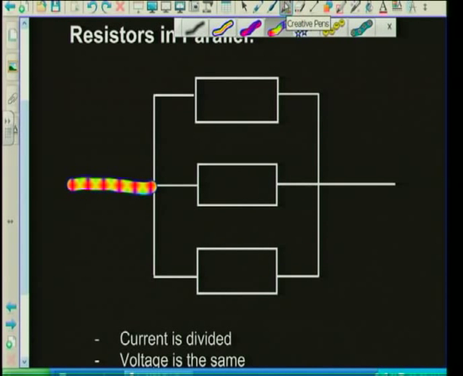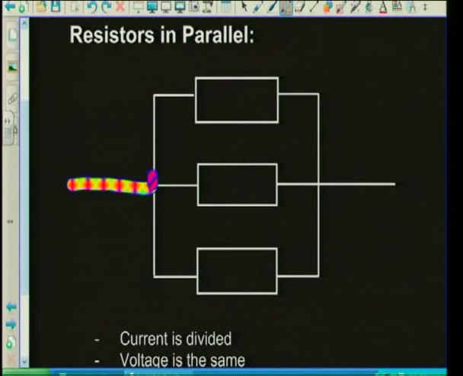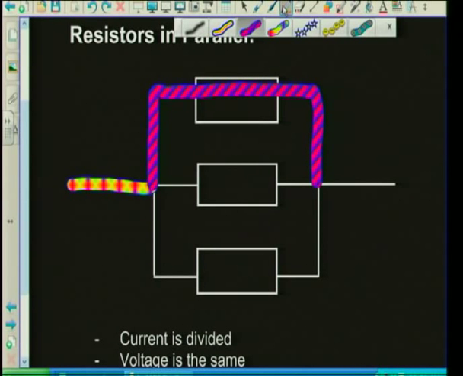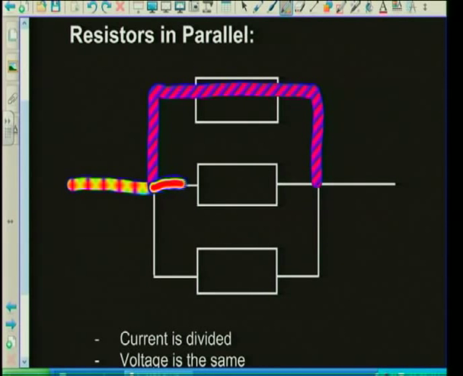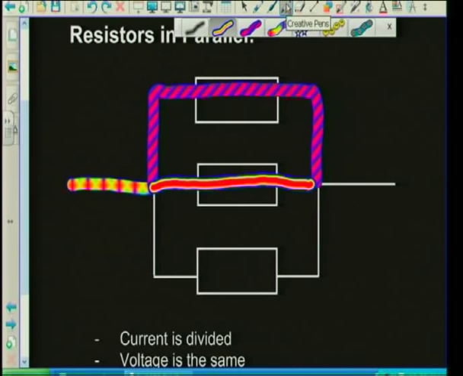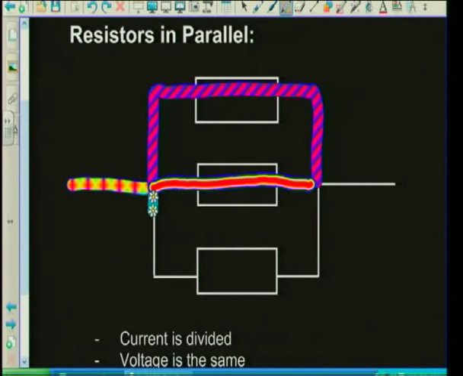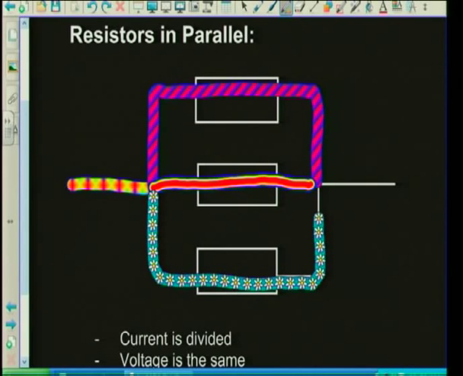Now, I haven't told you that these are the same at all. So some of the current, I'm using a different highlight, goes here and gets to there. Some of the current, let's use that one, goes over there. And some of the current, let's use the flowers because it's also still round, gets to here. Now, this I need you to get, grade 10s.